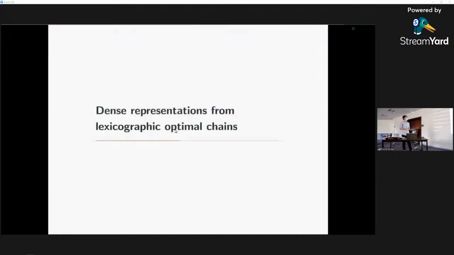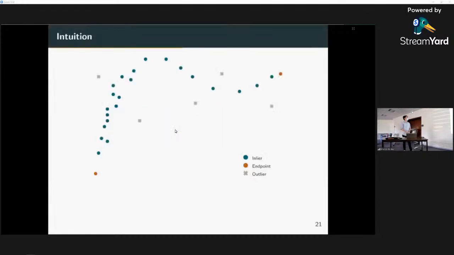I'll now look at the second approach we've considered, so using dense representation and lexicographic optimal shapes. So here I'll start by giving an intuition of the problem.